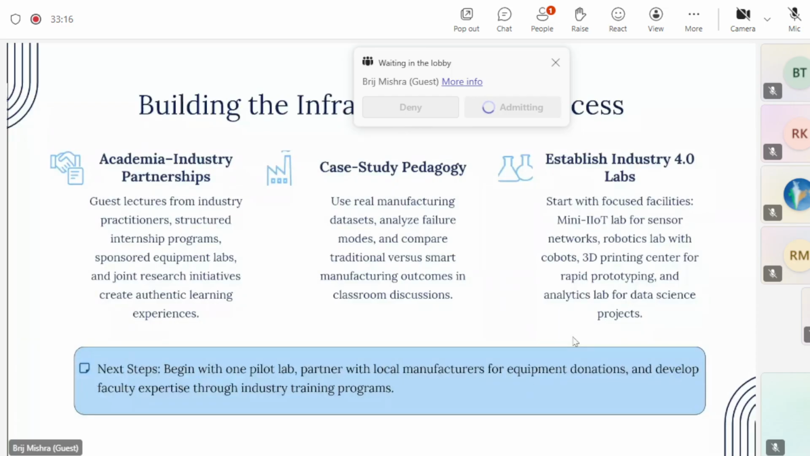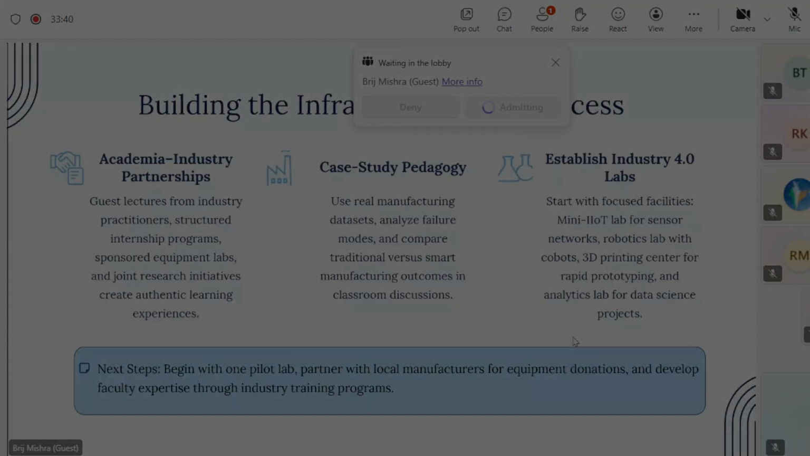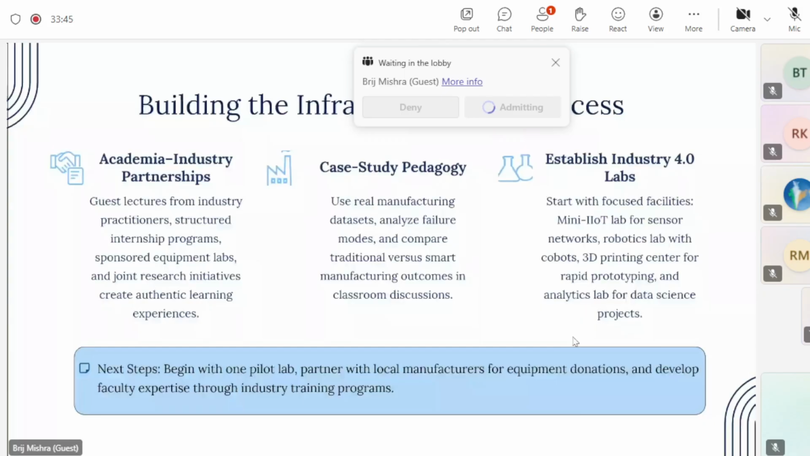You all know that in all big business schools, the case study is one of the most important aspects of learning and development, or teaching methodology. And then obviously with the help of industry and government, we can create Industry 4.0 labs in our institution, so that a student can get real-time exposure to aspects of industrial processes and industrial methods.